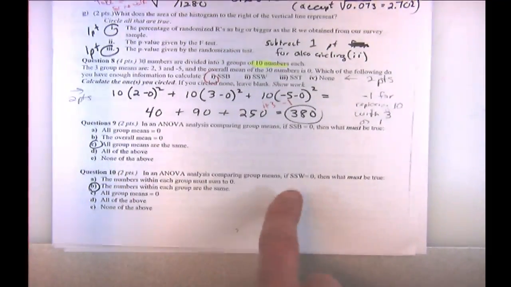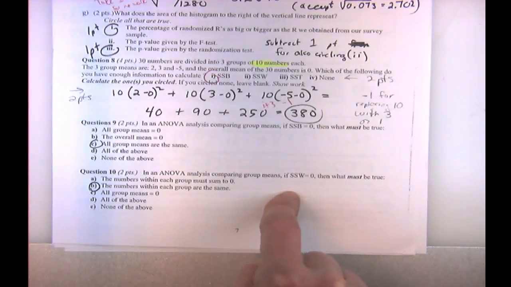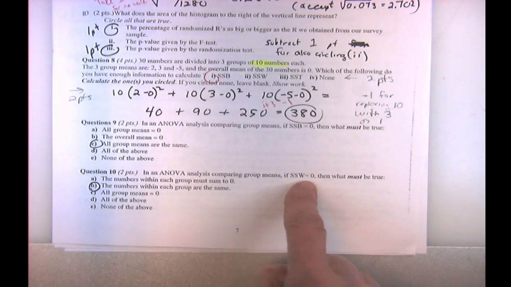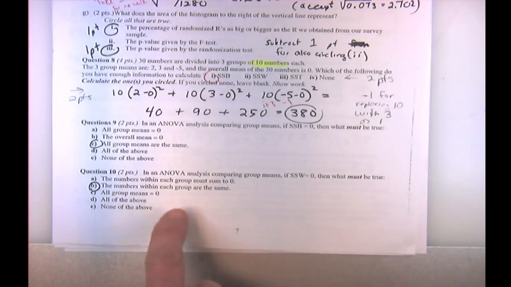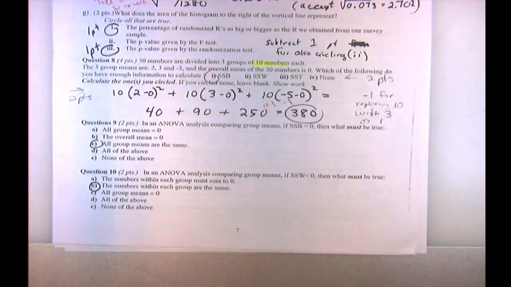That's what that means. And here it says the sum of squares within. That means within each group. If that's equal to 0, that means within each group there's no spread. So all the numbers in each group have to be the same. So there's no spread within each group. All right? Any questions on that?